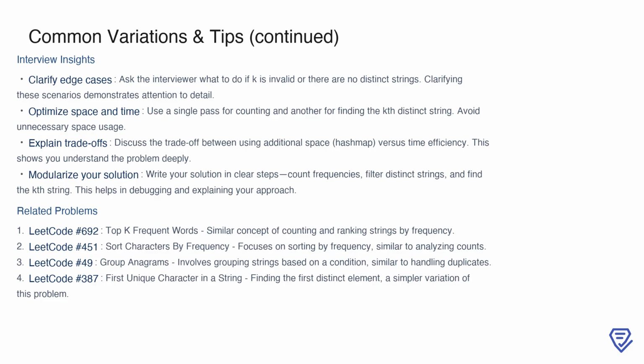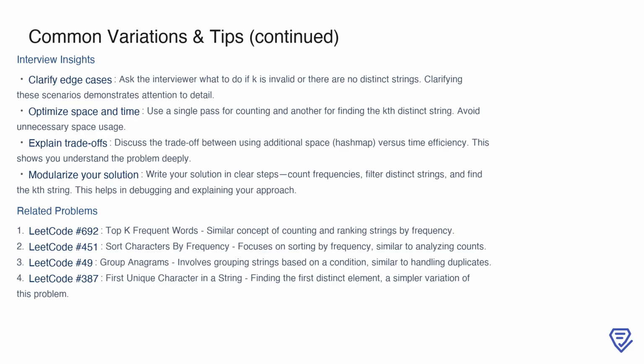Now, when tackling this problem in an interview, there are a few strategies that can help you stand out. First, always clarify edge cases with the interviewer. For instance, ask what to do if k is invalid or if there are no distinct strings at all. This shows that you're detail-oriented and thinking critically about the problem. Optimizing space and time usage is also important. A good approach is to use one pass to count frequencies and another to locate the kth distinct string, minimizing both time complexity and unnecessary space usage.